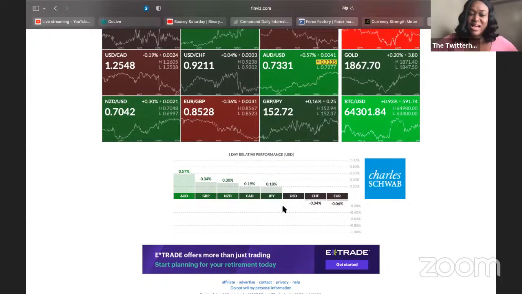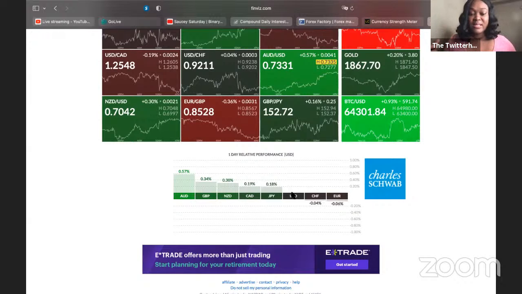So here, an example of that would be AUD USD. AUD is on the left. Left is strongest side, right? USD is on the right. So we would be looking for bullish momentum.